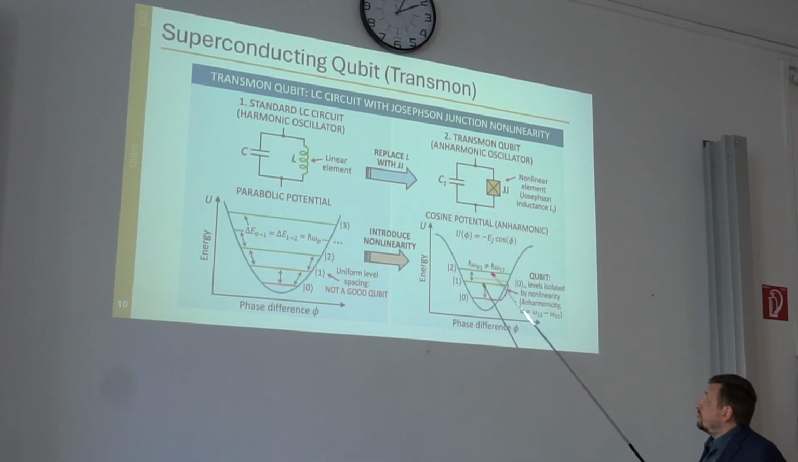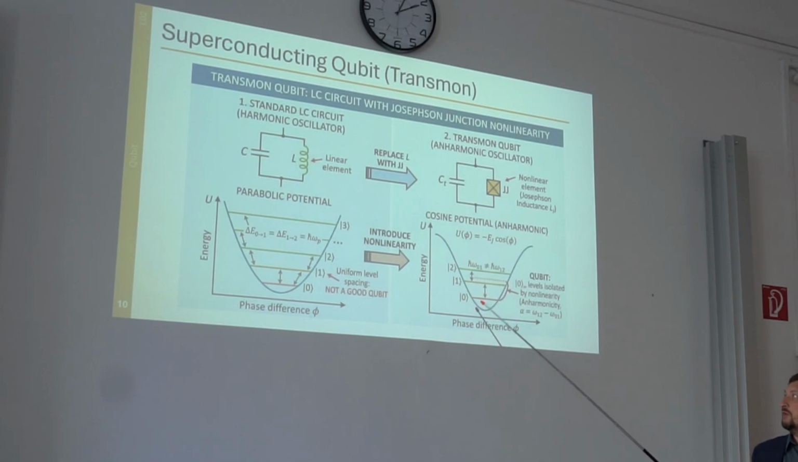Okay, and we use the two lowest levels to encode information, and we try to always keep the qubit in these two levels, but higher order levels can be used to read the qubit state, to perform some manipulations, and so on. So they're also useful, but important.